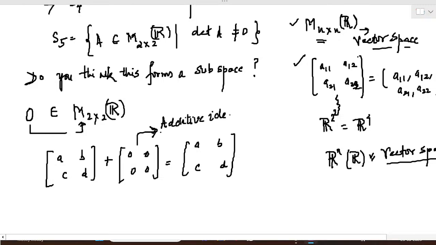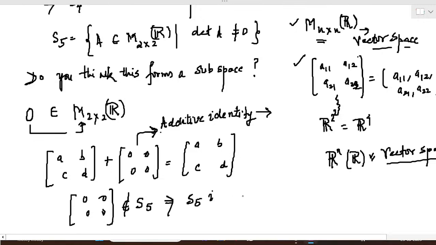And according to the rules of subspaces, the additive identity of the main vector space, that is the parent vector space, should be contained in this S5 also. But do you think that the zero matrix would be contained in S5? No, because we know that the determinant for this would be 0. So it implies S5 is not a subspace.